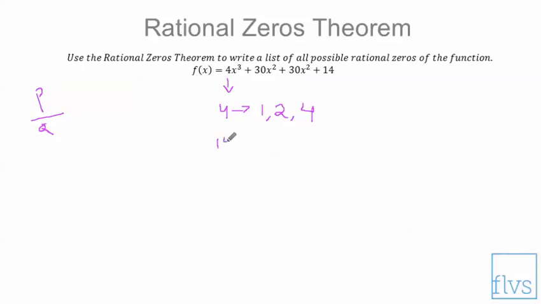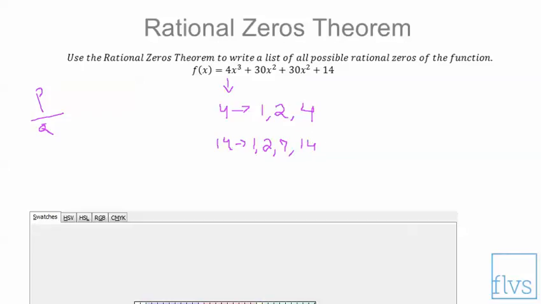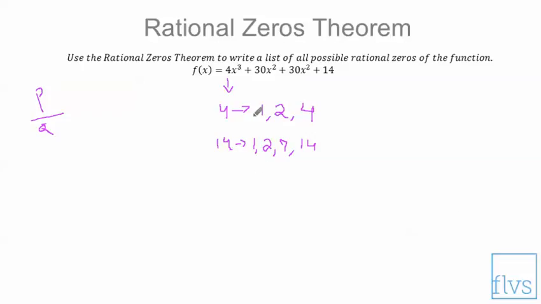And then 14, 1 can go into 14, 2 can go into 14, 7 can go into 14, and 14 can go into 14. So the one thing to remember about using this theorem is that everything is always plus or minus, because you can do the positives or the negatives. Just please keep that in mind when you write out your answer.